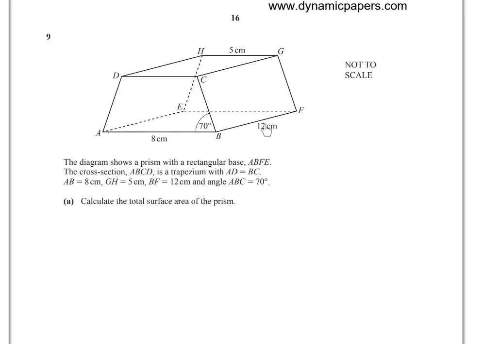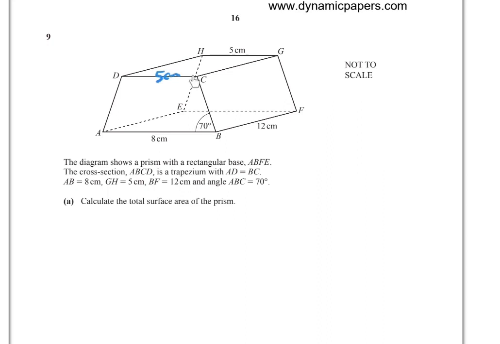How many faces do we have in this prism? We have 6 faces, 2 trapezium, and 4 rectangles. If we start to find the area of the trapezium, we have base 1 equals 8, base 2, because HG equals 5, so D equals 5, so base 2 equals 5.